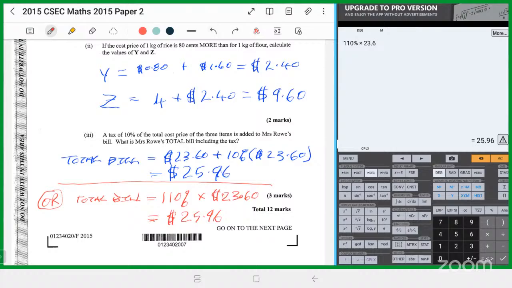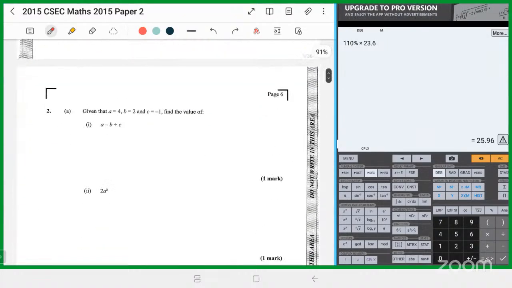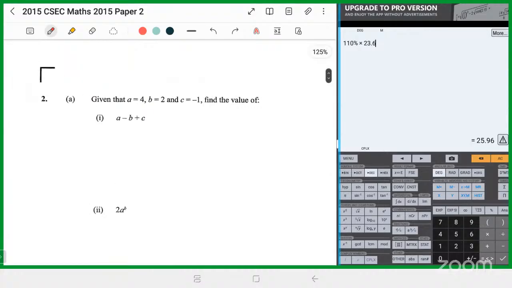But that is the end of that question, guys. Everybody all right? Yes, sir. All right, so that finishes that first question. I think I gave you number 2 to do as well. So let's go down to number 2. All right, I don't think I need the calculator anymore.